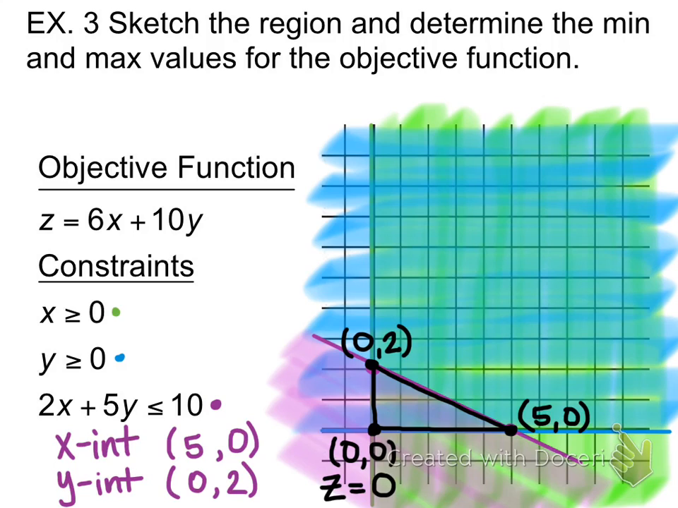If I plug in (5, 0), 6 times 5 plus 10 times 0, z will equal 30. And then if I plug in (0, 2), 6 times 0 plus 10 times 2, z will equal 20. So then you just need to identify which one is the minimum and which one is the maximum. So the minimum is at (0, 0), z equals 0, and the maximum is at (5, 0), z equals 30.